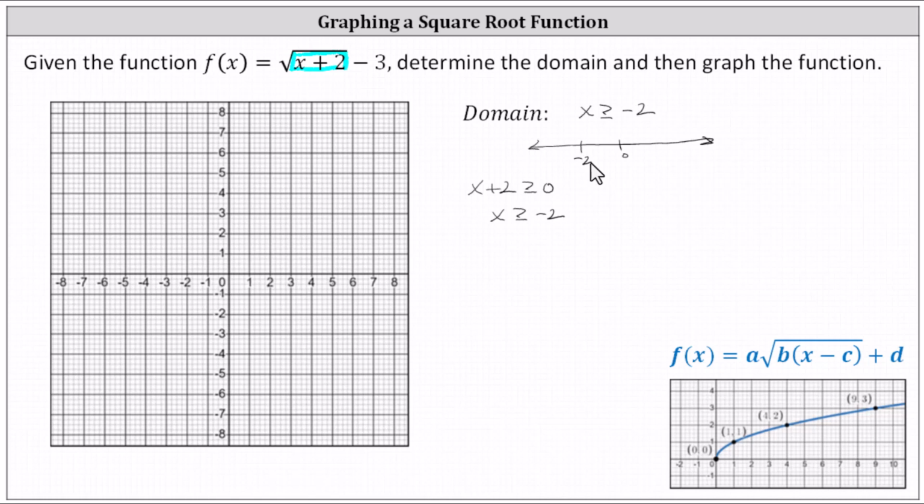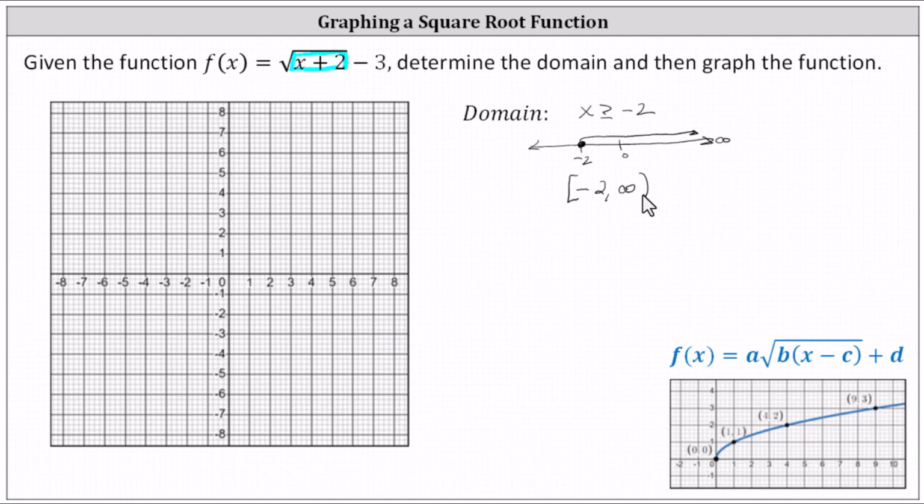We would have a closed point on negative 2 and an arrow to the right, approaching positive infinity, which means we can also express the domain using interval notation, which would be the interval from negative 2 to infinity. The interval is closed on negative 2, or includes negative 2, and therefore we use a square bracket to the left of negative 2, and we use a parenthesis to the right.